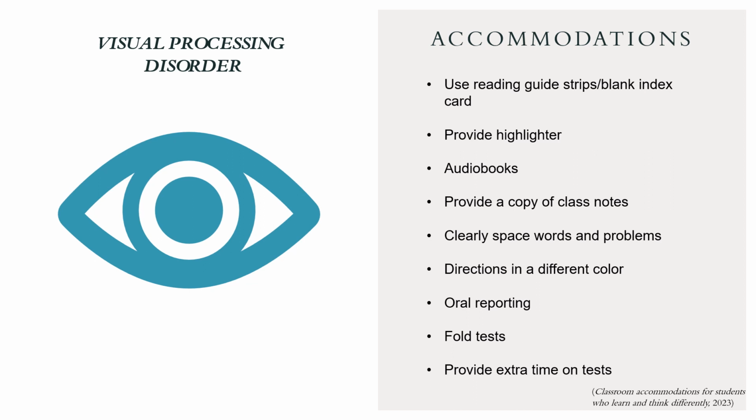We want to make sure that we are clearly spacing words and problems on a page. Write directions in different colors from the rest of the assignment. Maybe you put your directions in dark blue and then the rest of your assignment in a gray. Allow oral reporting instead of written responses. We could reduce visual distractions by folding a test in half before we give it to them. And then we can provide some extra time for their tests and assignments.